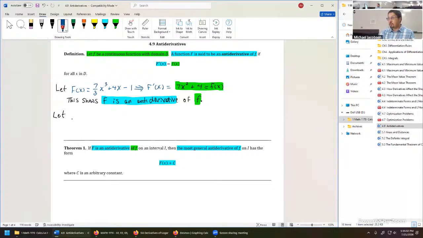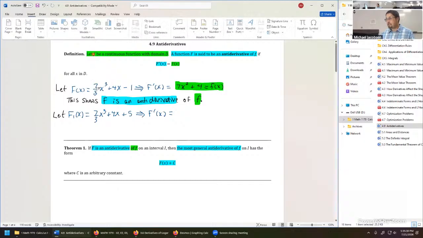Let's call this F sub 1, a different uppercase function, of x be equal to 7/3 x cubed plus 4x, let's say plus 5. It's not the same function. It differs by a constant. So this one is off by the 5 from the -1. But nonetheless, if you differentiate this, we'll get F1 prime at x equals, differentiate just like before, but we get the same exact function.